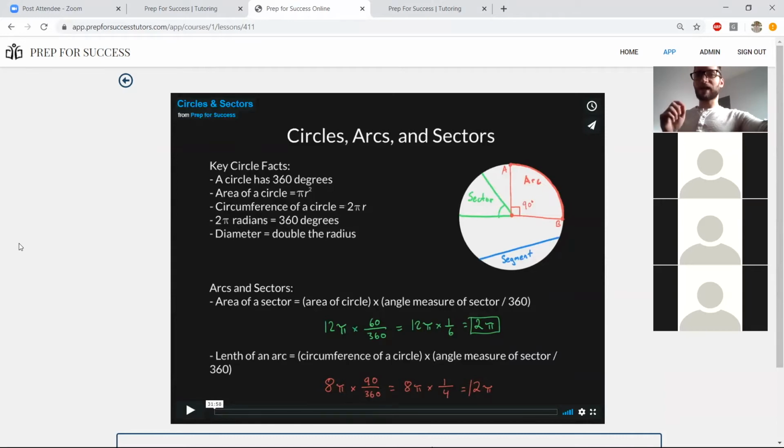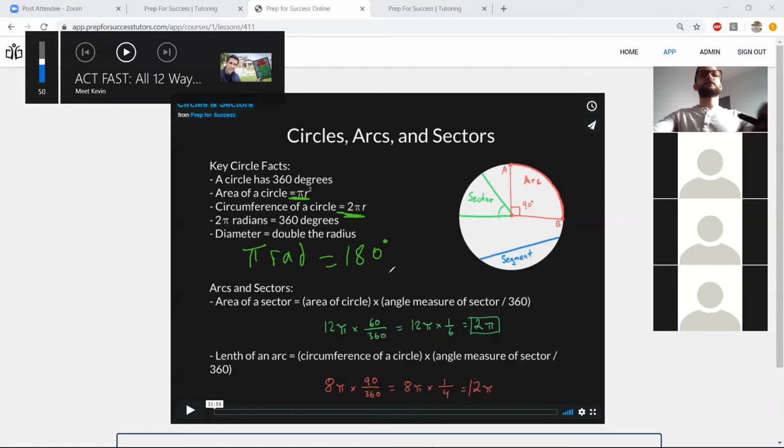Circles, we know, all have 360 degrees, right? That's a full circle, 360 degrees. We also know the area right here is pi r squared, and we know the circumference is 2 pi r. So you want to make sure you're familiar with those formulas, okay? Then we have 2 pi radians. So pi radians is 360 degrees. So you just get that pi radians by itself is 180 degrees.